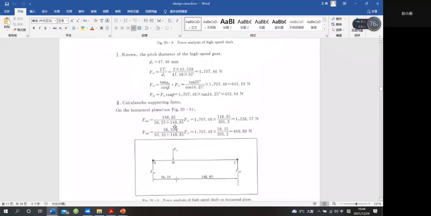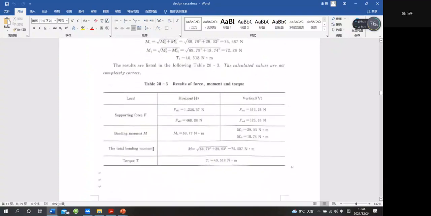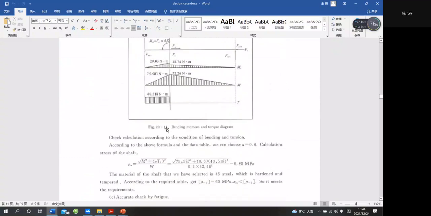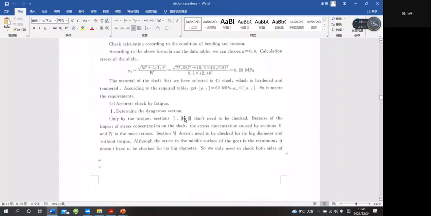And then to calculate the length, and then we calculate the supporting force in the horizontal plane and in the vertical plane, and calculate the resultant moment, and do force analysis. And the calculated stress should be less than the allowable stress sigma minus one. The torque, and this is the resultant moment, and this is the torque, and this is the section modulus. And then check the strength of the shaft.